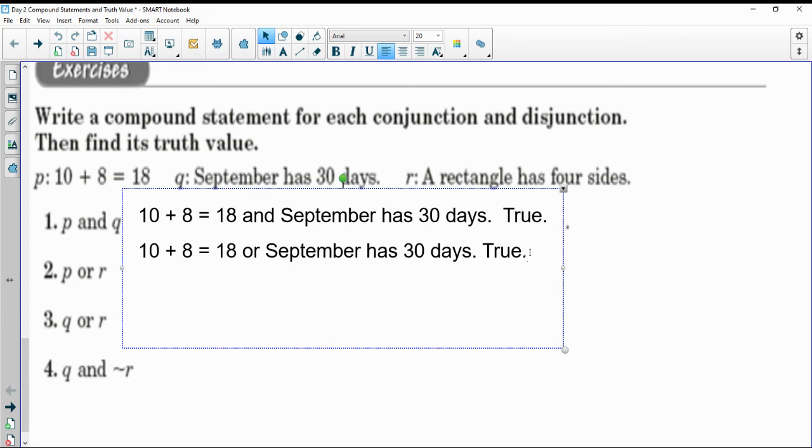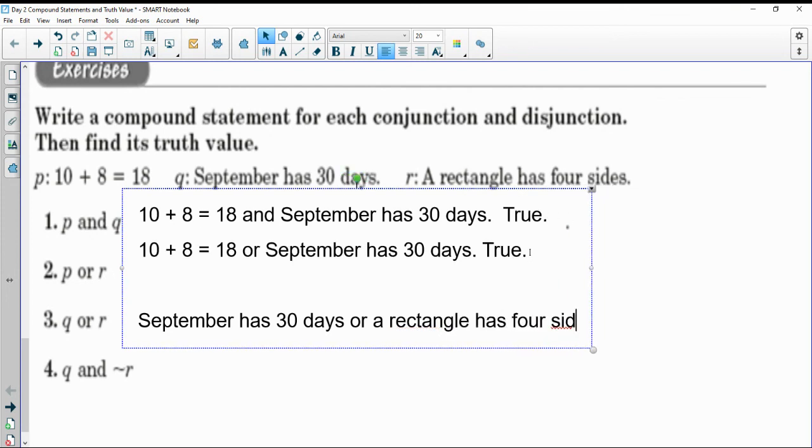So for number 3, it says Q or R. So Q is, and it says or R. A rectangle has 4 sides. Okay, again, it's just one or the other that needs to be true for it to work. So September has 30 days, true. So that means right away I know it's true. Rectangle has 4 sides, that is also true. Both are true.